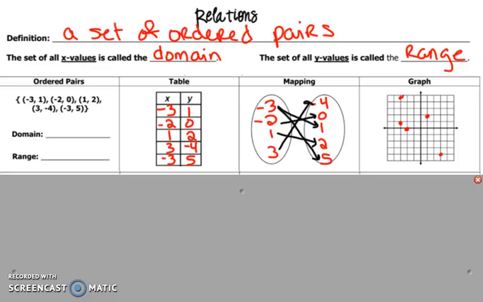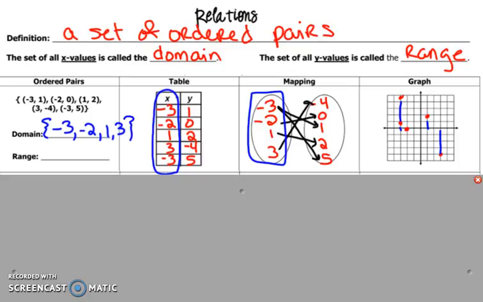When we talk about the domain, it is all of our x values. So all from here, and in this case, it's going to be any of the lines that go straight down to the x-axis. Now, we don't want to repeat numbers. We don't need to say -3, -3. So in this case, our domain is just -3, -2, 1, and 3. And you always want them in ascending order from least to greatest. If I look at my graph, I can pull it by going, okay, my bottom point goes to 3. My next point goes to 1. I'm at -2 and I'm at -3.